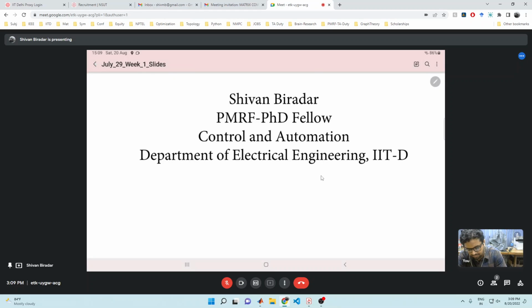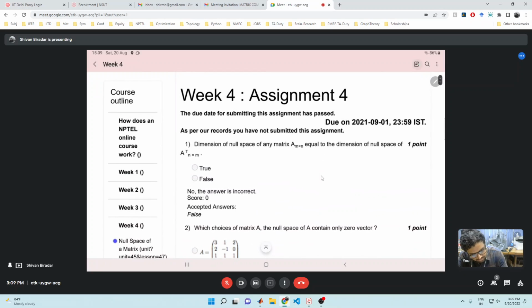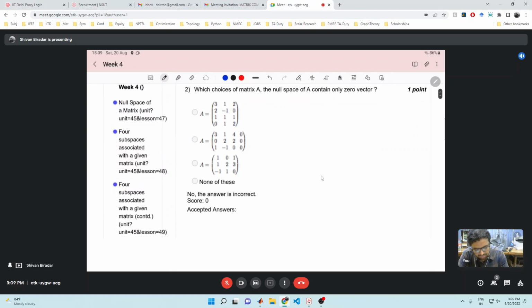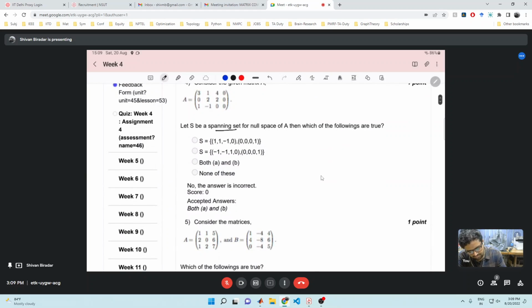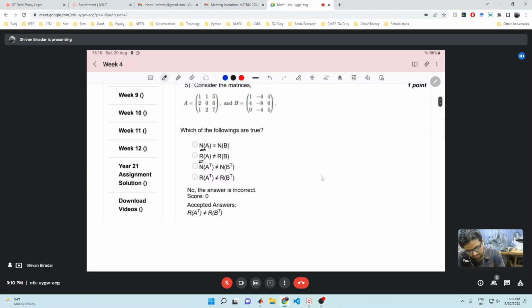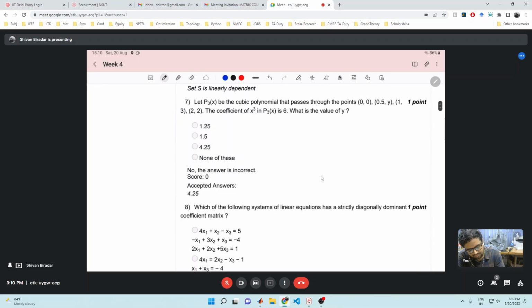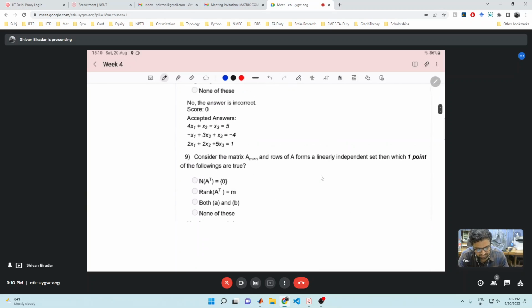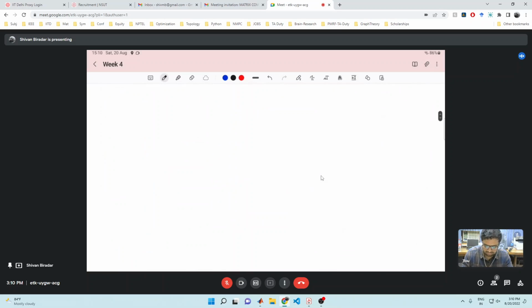Today we'll be looking at assignment 4, which mainly concerns null spaces. This assignment would be mainly looking into null spaces and spanning sets, null spaces, row space of A transpose, then something about the Wronskian matrix, how polynomials can be formulated as a matrix and how to find their solution, and diagonally dominant coefficient. Today's assignment is fairly easy. Let's start the assignment.